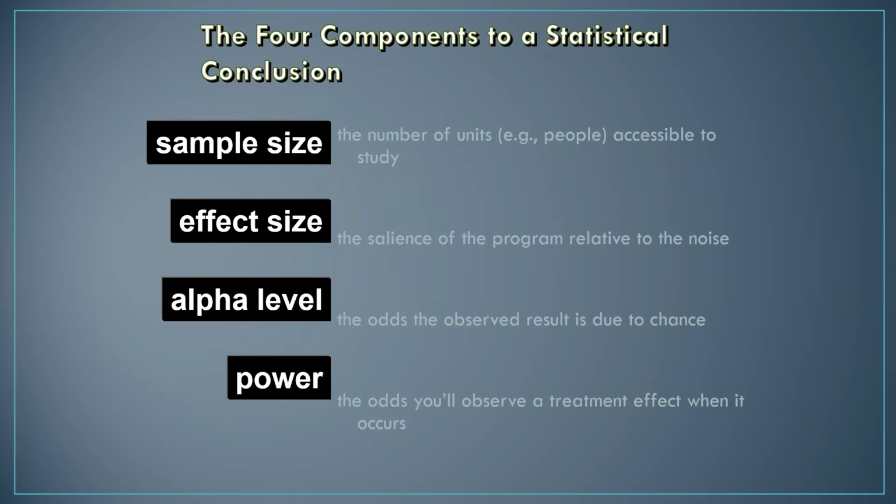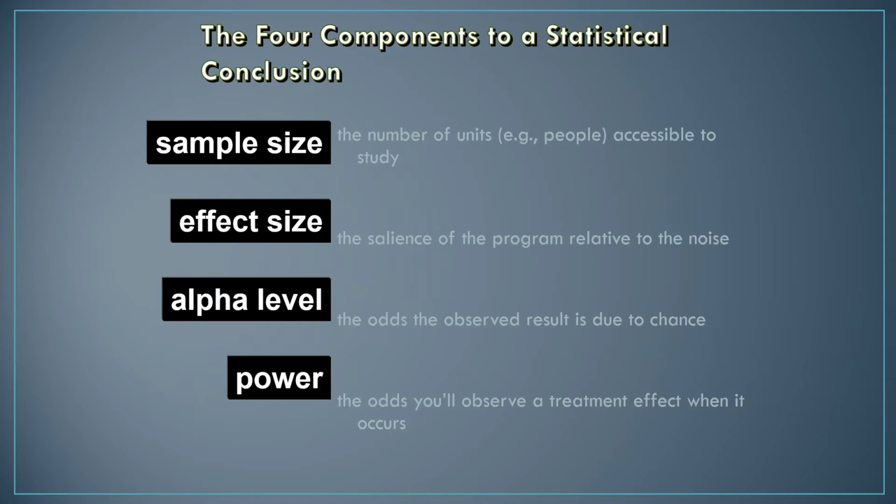And then you have your alpha level or your significance level, which you set prior to running your statistical analyses. And we tend to use 0.05, but you could also use 0.01 or 0.001. And this is the number that you compare your p-value to identify statistical significance.